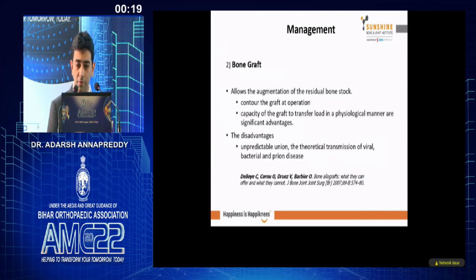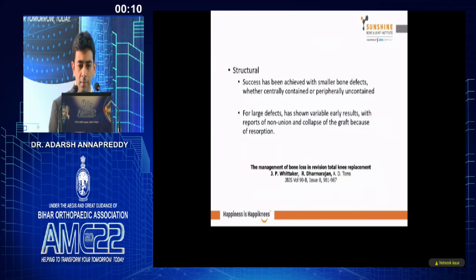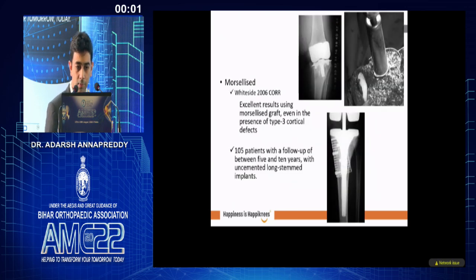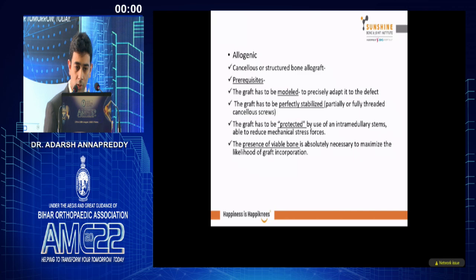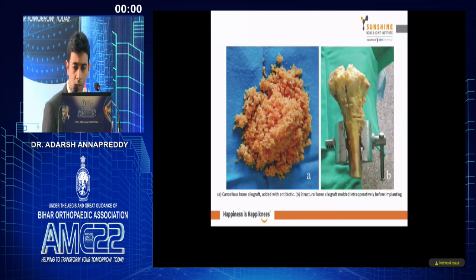What about bone grafts? It allows the augmentation of the residual bone stock, and you have to contour the graft at the operation. The disadvantage is unpredictable union, which is quite rare, I think. These are again of different types. Structural bone grafts are big ones. Success has been achieved with smaller bone defects, and larger bone defects have shown variable early results. Morselized bone grafts have also been used. These studies have shown very good results, like this Whiteside's paper. And allogenic bone grafts can also be used. I'm not going to go into too much detail there. This is a morselized graft, and this is a structural, a massive graft as well.